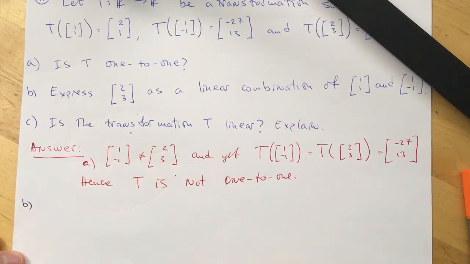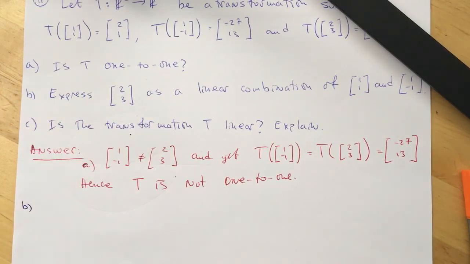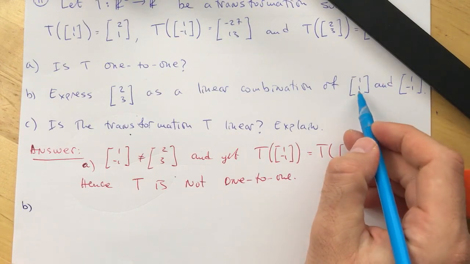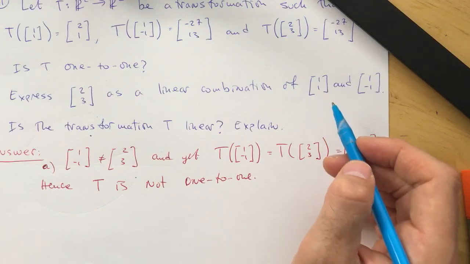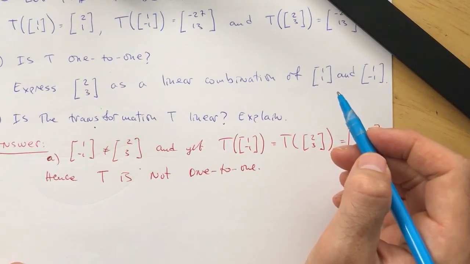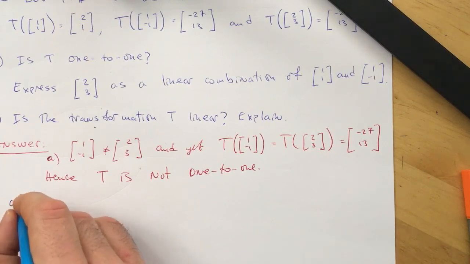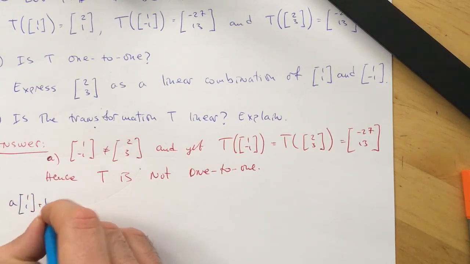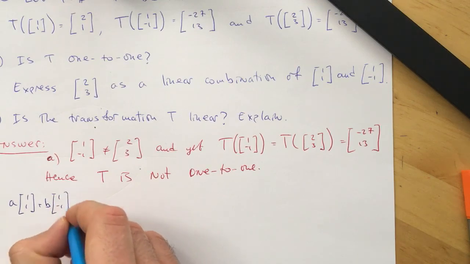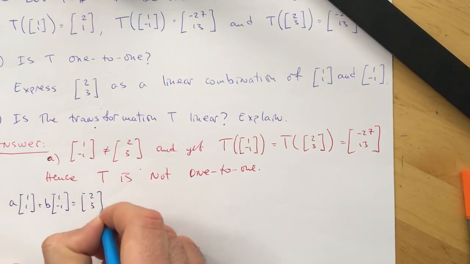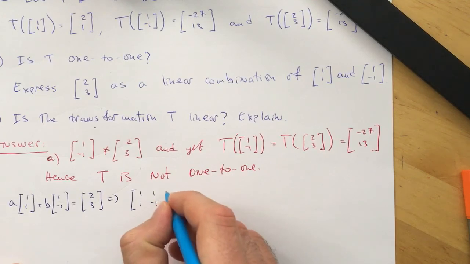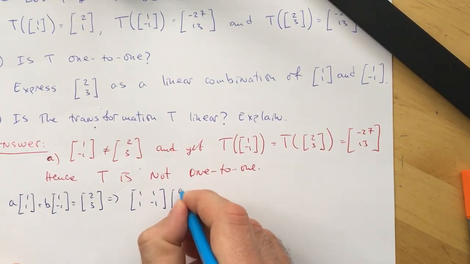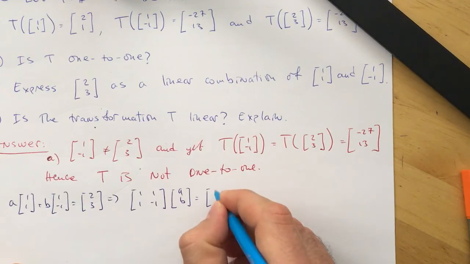Part B, express the vector 2, 3 as a linear combination of the vectors 1, 1 and 1, negative 1. Okay, so that means that I have some weights: a times 1, 1 plus b times 1, negative 1 is equal to 2, 3, which means this vector equation is going to be written as a matrix equation: 1, 1, 1, negative 1 times a, b is equal to 2, 3.